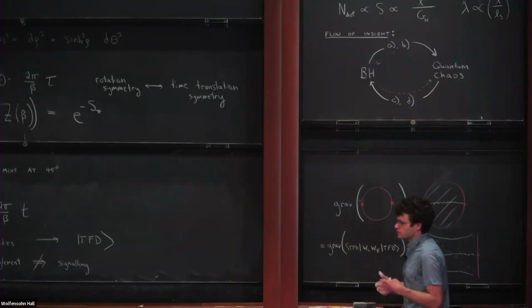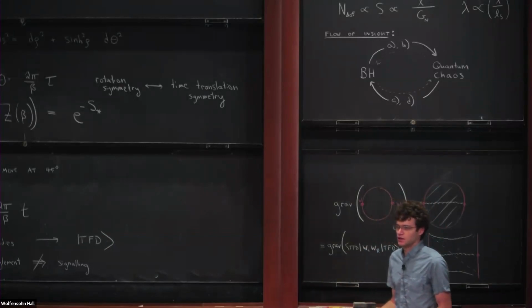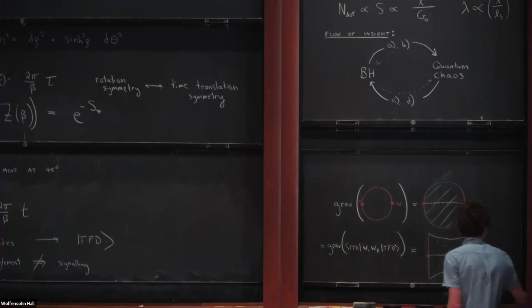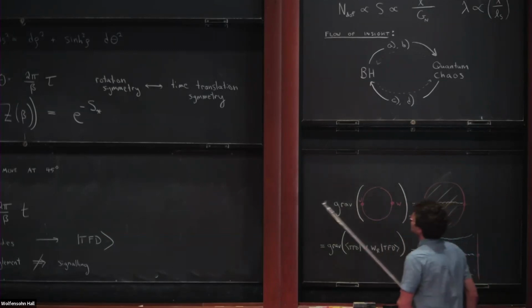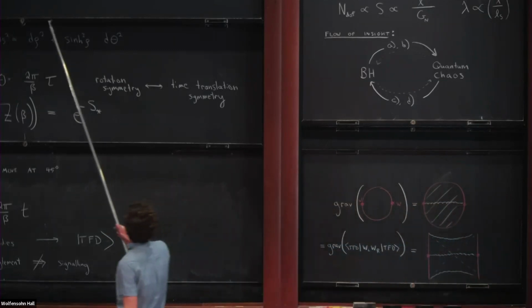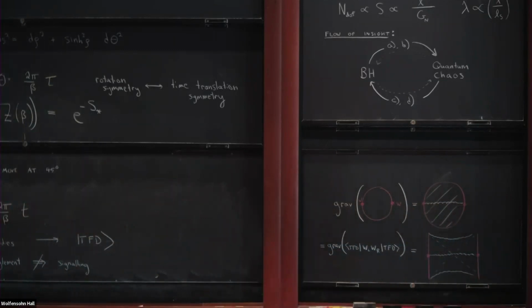We're going to be interested in computing correlation functions using this black hole geometry. And the rule for computing correlation functions is the following. Remember what it looks like if we try to compute a correlation function here. We take our manifold of imaginary time and we insert a couple of operators.